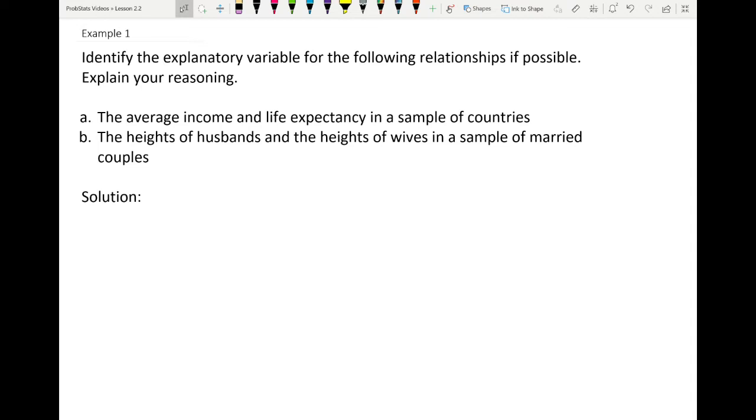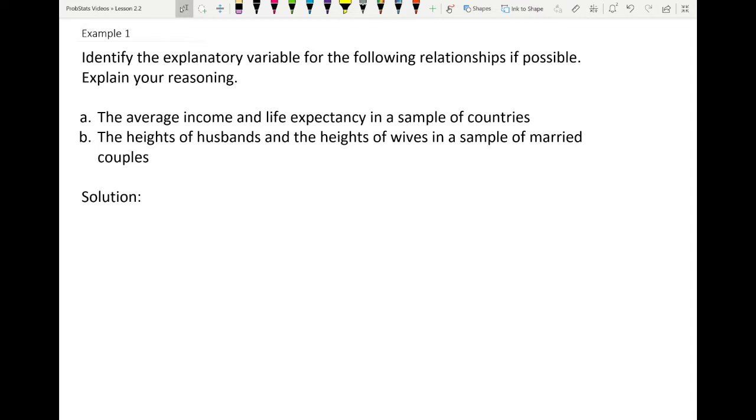So we want to identify the explanatory variable for the following relationships. So when we're talking about average income and life expectancy in a sample of countries, we need to identify which variable, income or life expectancy, describes or helps us predict the other. So in this case, if you think about average income, we can probably think of that as being able to predict the life expectancy if we're talking about this logic, this reasoning. So if you have higher income, this probably means that you're able to spend more on medical care, which probably means that you're going to have a higher life expectancy.